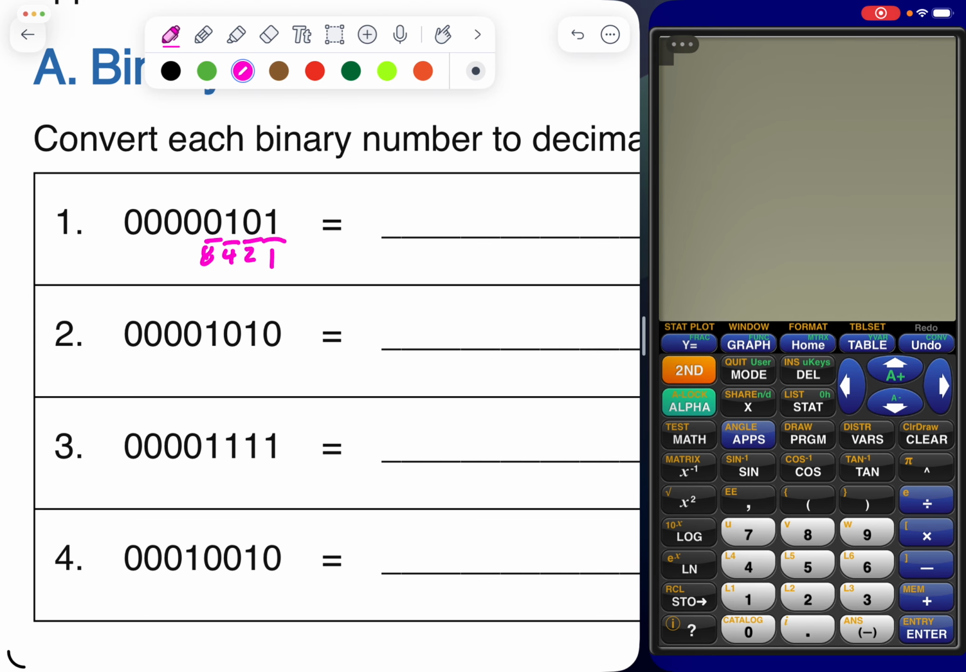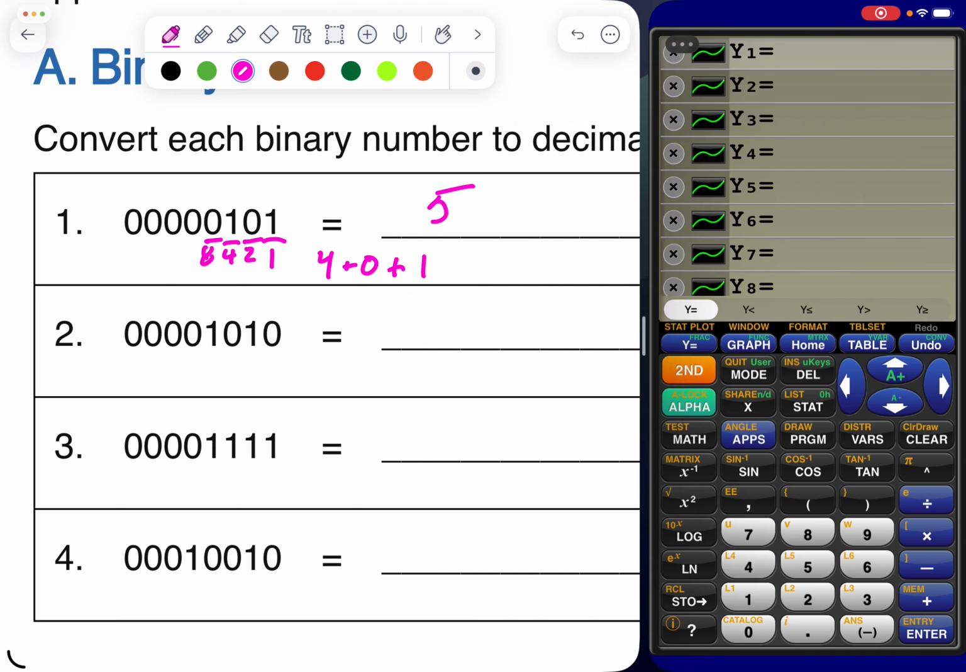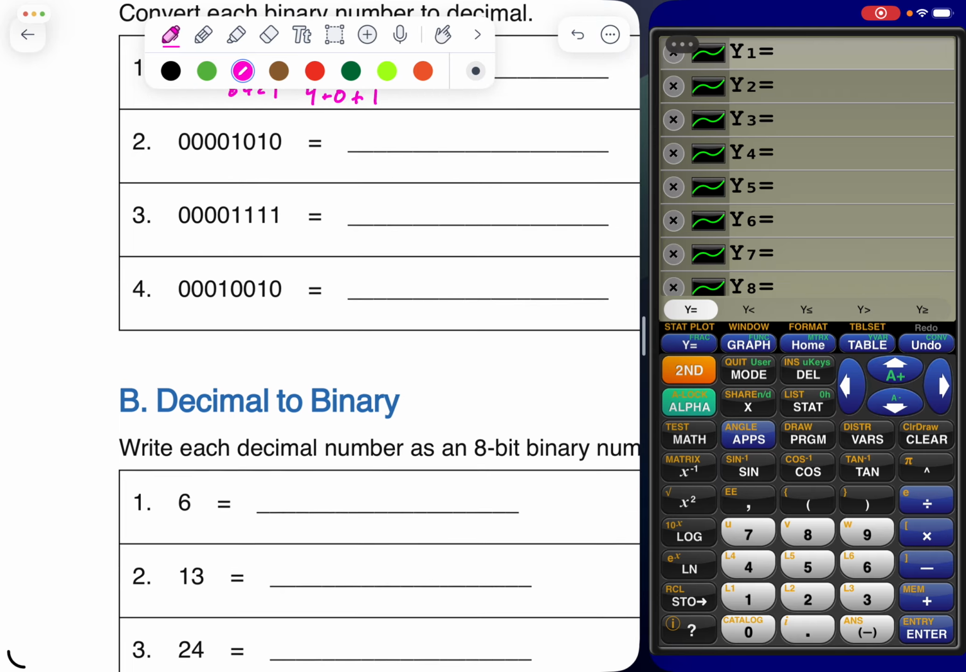And then binary is pretty simple. There is a 4 because it's a 1, so I go 4. There is no 2 because it's a 0, so I can put plus 0 if I want. There is a 1 because it's a 1, 4 plus 0 plus 1. I could do that in my head, but I'll do it in my calculator. Why not? 4 plus 1 is 5. So 101 is 5. That's binary to decimal.